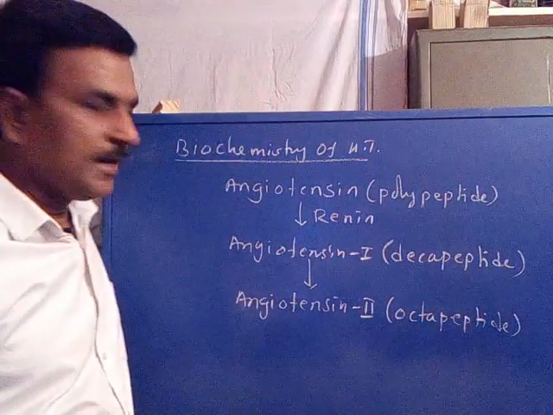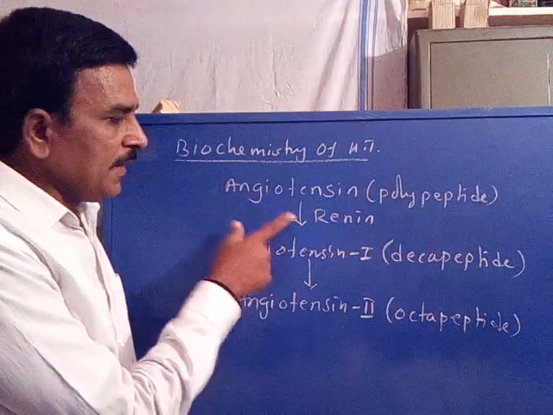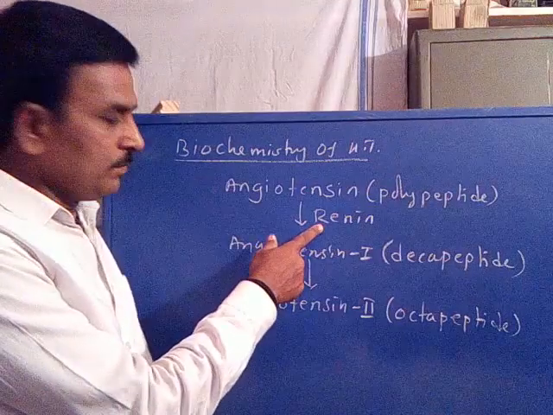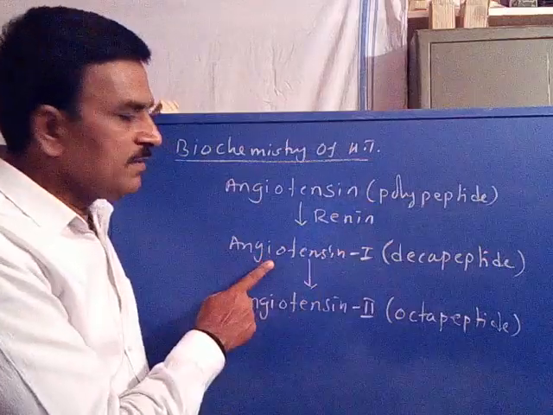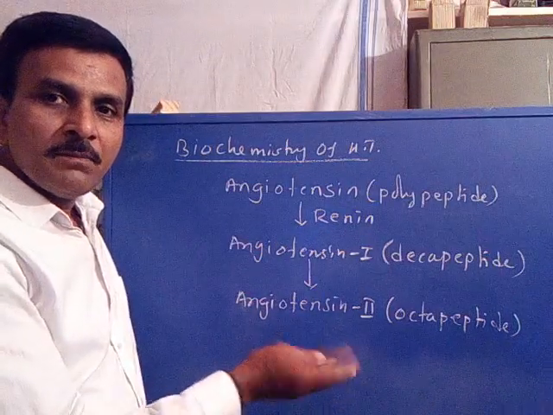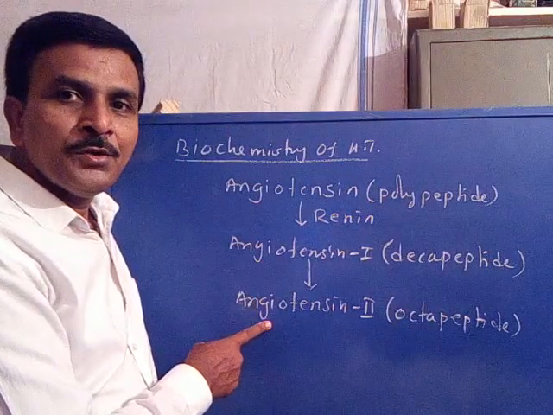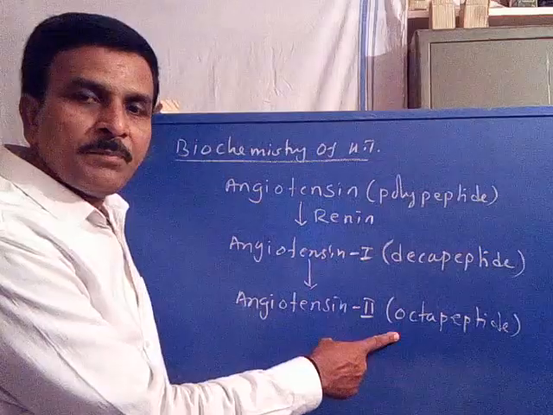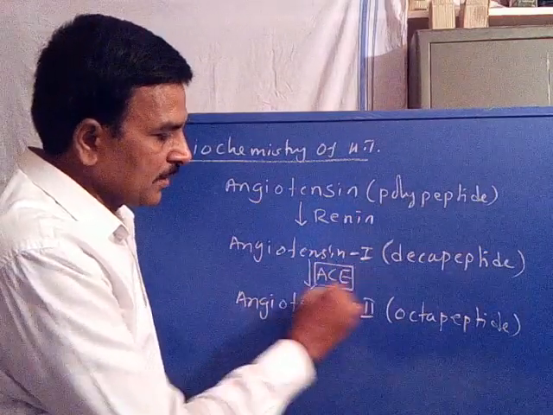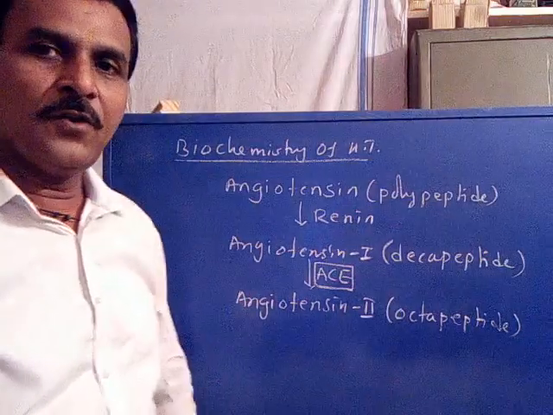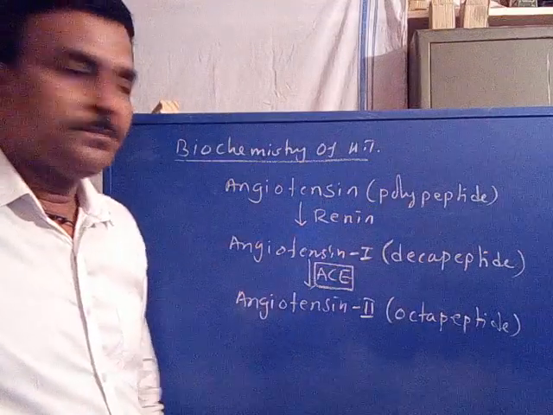It is an octapeptide. Now you see, angiotensin is a polypeptide hydrolyzed by renin, which is a hormone, to angiotensin 1, which is a decapeptide. Angiotensin 1 is further hydrolyzed by the loss of 2 peptide bonds. Angiotensin 1 is converted into angiotensin 2, which is an octapeptide, by the enzyme angiotensin converting enzyme, called ACE. Are you following? We are studying the cause of hypertension.